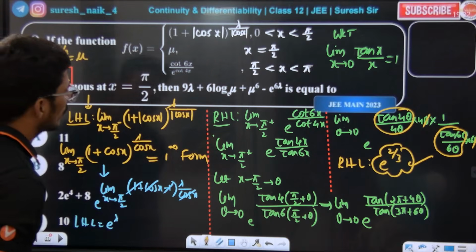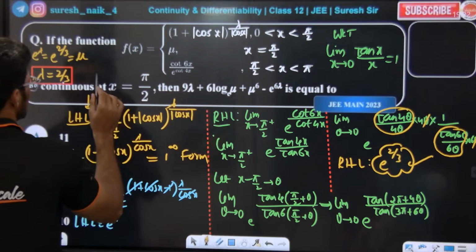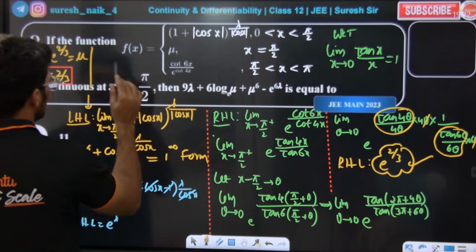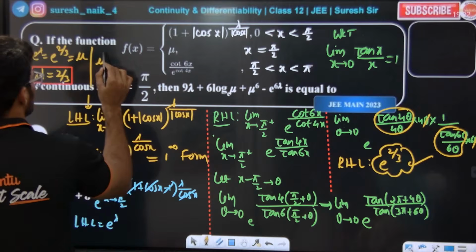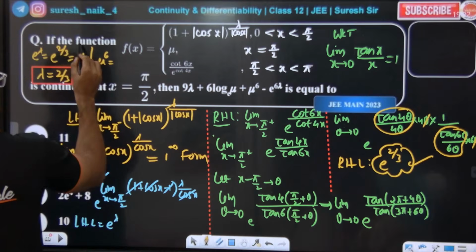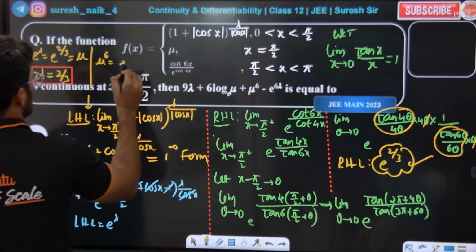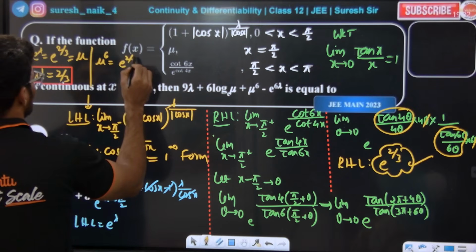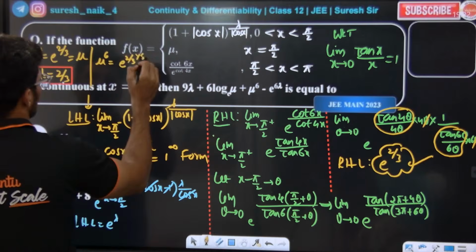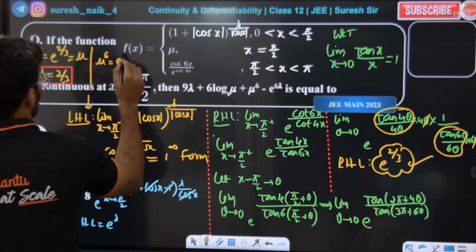And mu power of 6 also I want. Now that lambda has come, I need mu power of 6 also. But mu power of 6 is going to be what? Mu is e power of 2 by 3, right? E power of 2 by 3 to the power of 6 means what? Basically e power of 4.